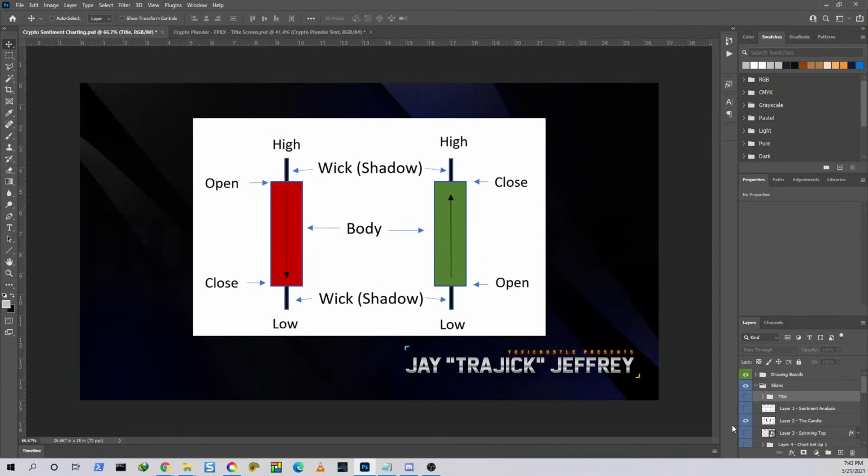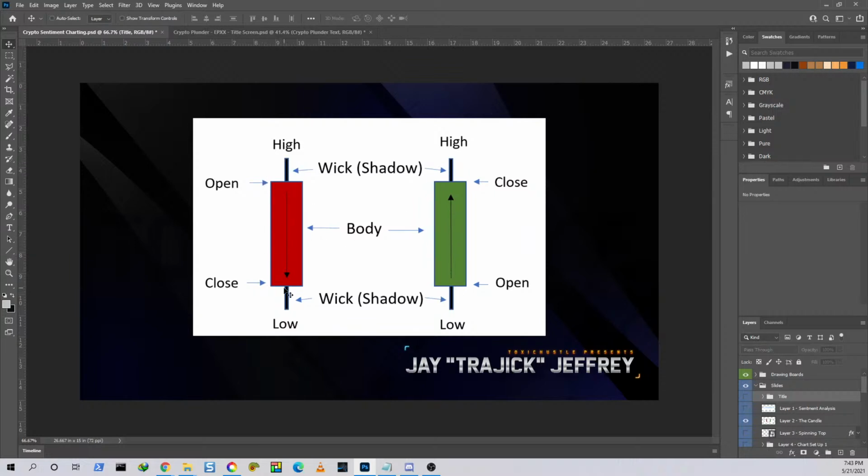So the candle itself, what do you have? You have the body, right? This is where it opens. This is where it closes. On a down day, it opened up, closed down. On an up day, opened here, closed up, right? So it opened and went down. It opened and went up. So that's how you know what these two colors are.